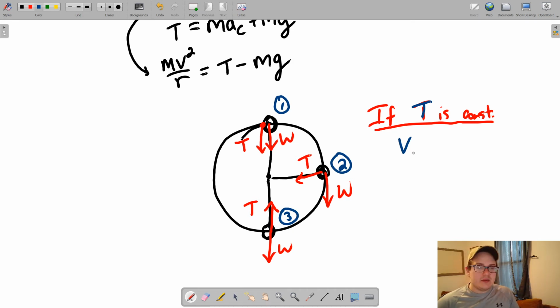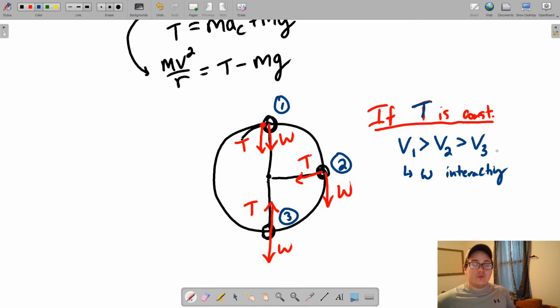So at the bottom of the string here, we have weight working against tension. And so that is when tension is going to want to be pulled the most. And when are you allowed to go the fastest? And that's going to be at the top here. So the velocity at 1 is going to be greater than the velocity at 2 and greater than the velocity at 3. And this is because of the direction of weight interacting with it. If we think of weight going with tension, it is able to go faster. If we think of weight going against tension, it is going to have to kind of go slower in order to keep that tension constant.